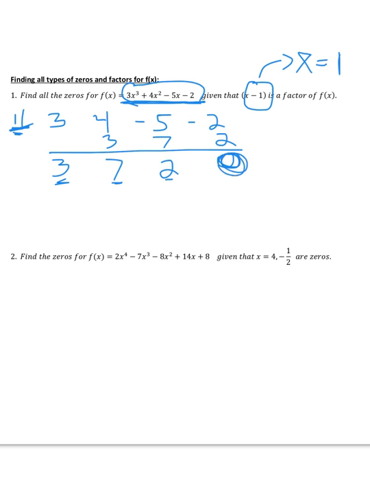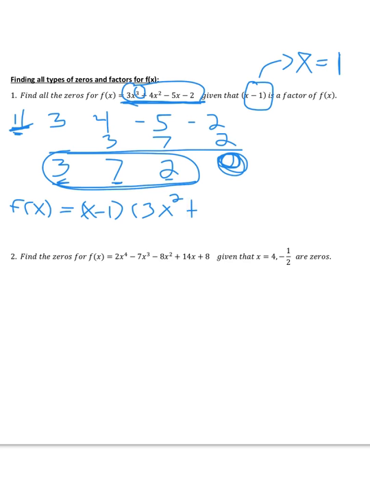So what this right here is, is a quadratic. Whenever you do synthetic division, the degree of the original function goes down by 1. So if my exponent started at 3, now the exponent is going to be 2. So what I've proven is that, yes, x minus 1 is a factor. And then this bottom line is the key part, this is a quadratic, this is what we want. This is 3x squared plus 7x plus 2.